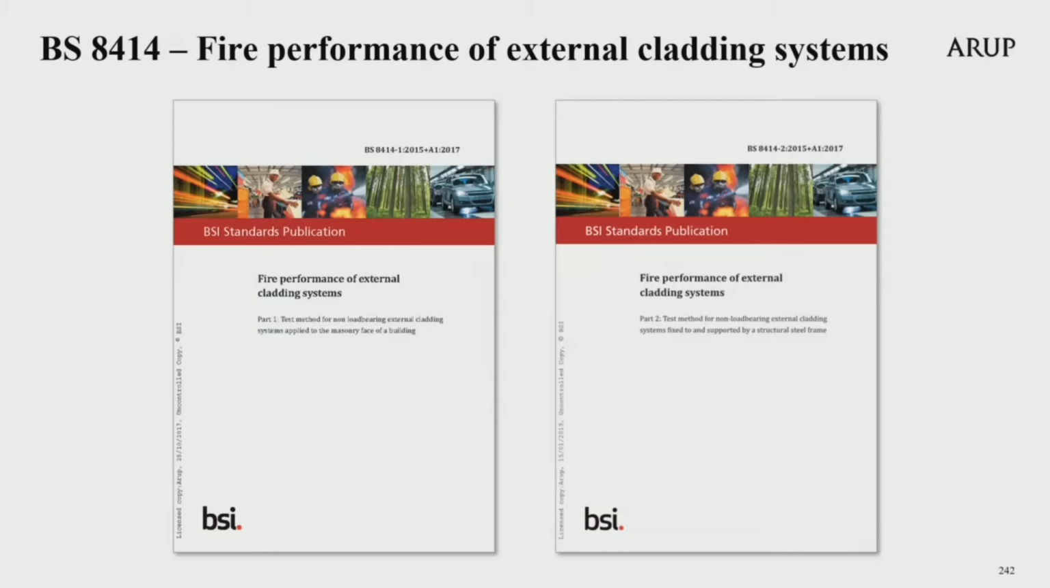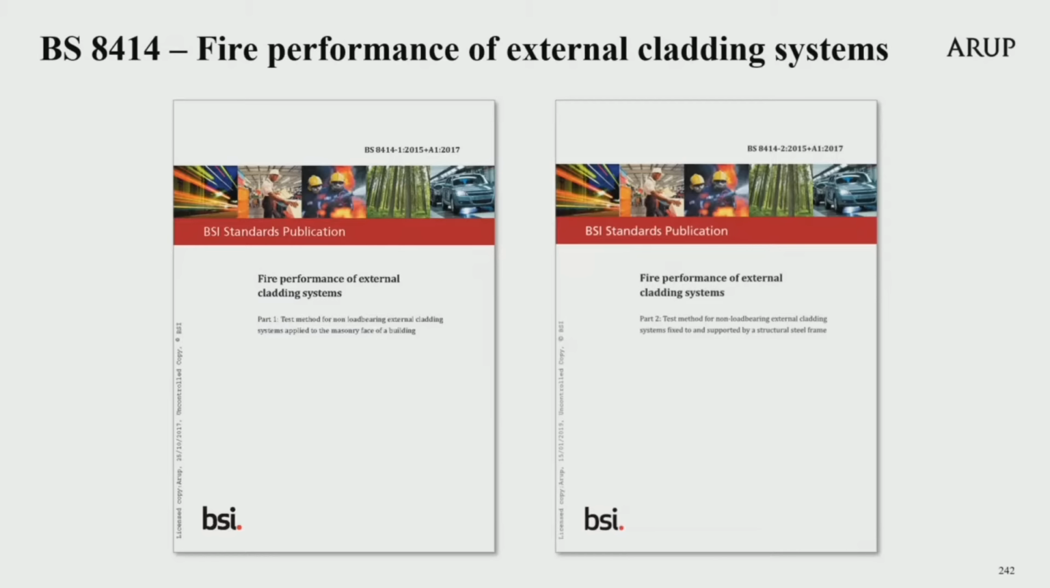Part 2 on the right of the screen is the test method for non-load bearing external cladding systems fixed to and supported by a structural steel frame. Its scope includes curtain walling, infill panels and insulated composite panels fixed to and supported by a structural steel frame. So the primary difference between the two standards is the substrate and framework of the final cladding system.